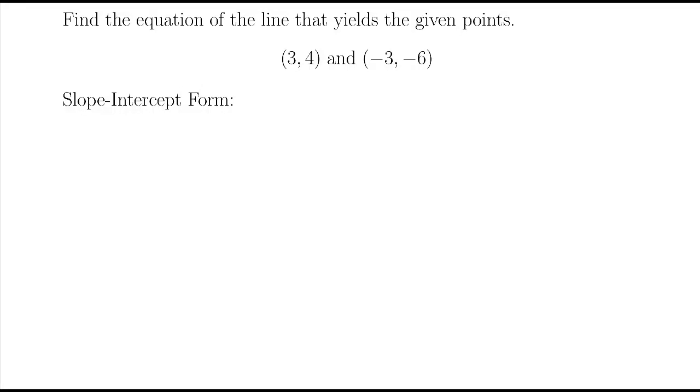Let's find the equation of the line that yields the given points, (3, 4) and (-3, -6). Remember, we're given an x and a y value. So if we're trying to find the equation of a line, we need to start by thinking about y equals mx plus b, the slope-intercept equation of a line. We need to find m and b. That's our main goal here.